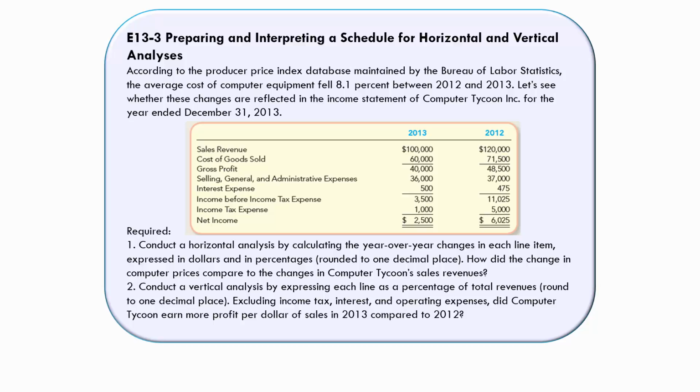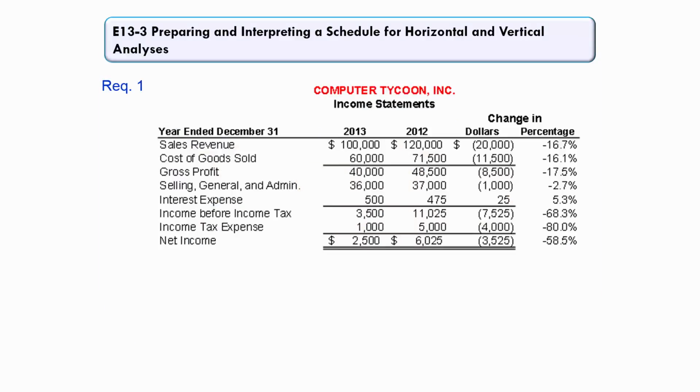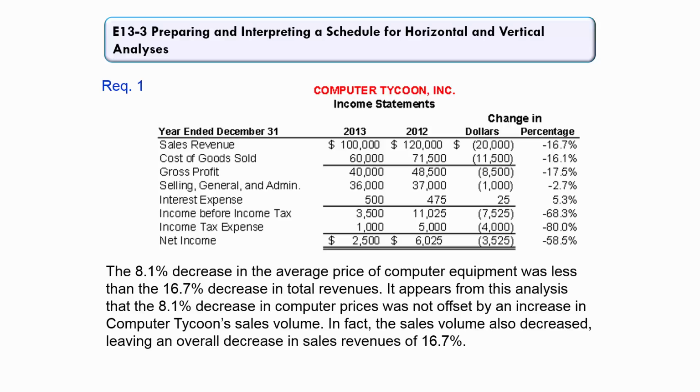Now, the average cost of computer equipment, it says, fell 8.1%. So let's do some analysis on this one and see what we get. Well, the sales revenue declined by $20,000, which in terms of percentage is negative 16.7%. So again, we have an issue because there's a 16.7% decrease in total revenue, but there's an 8.1% decline in the price. So it tells us it's not just a decline from prices, it's probably a decline also from sales volume. It says the sales volume also decreased here.